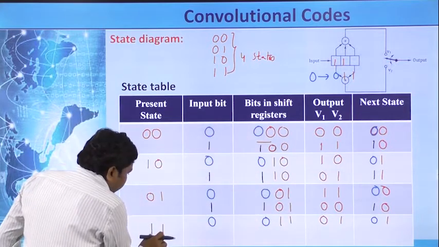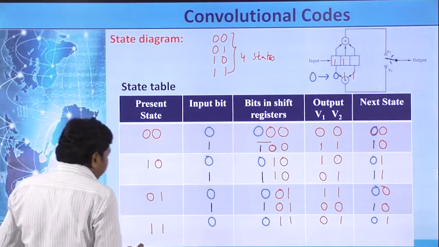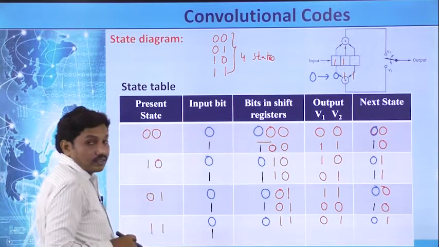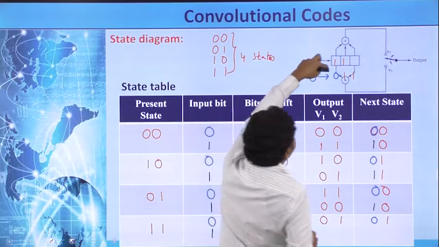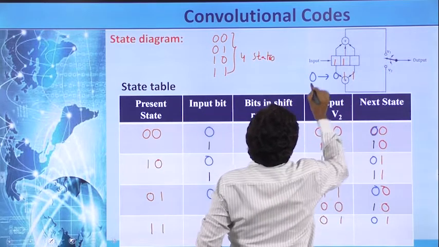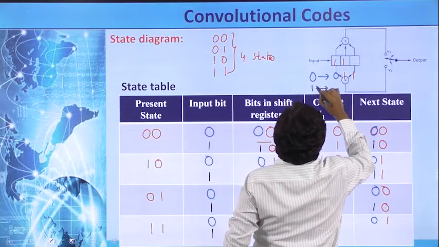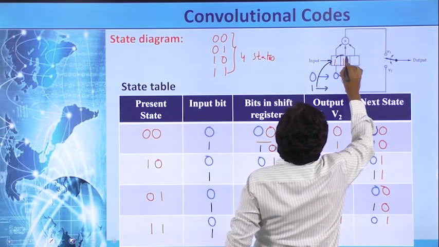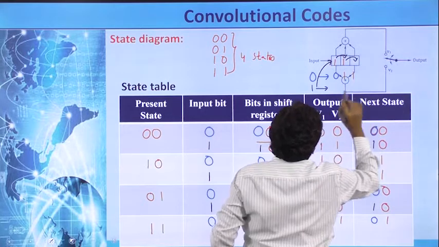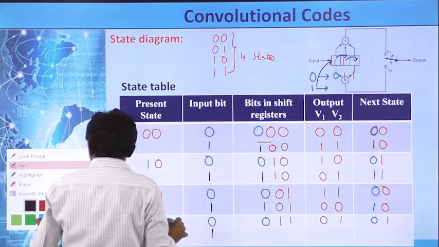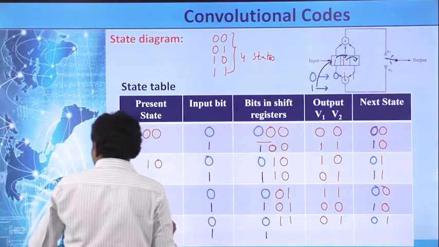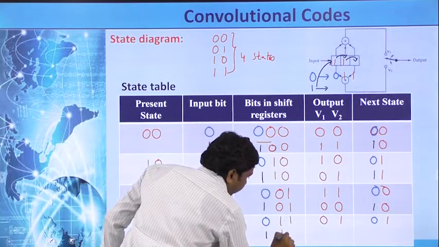So, the bits in shift register are 1, 1. The input applied is 1. When you are applying input is 1, this one comes to here, this place, this one moves into here, this one moves into here. That is, the bits in shift register are 1, 1, 1.